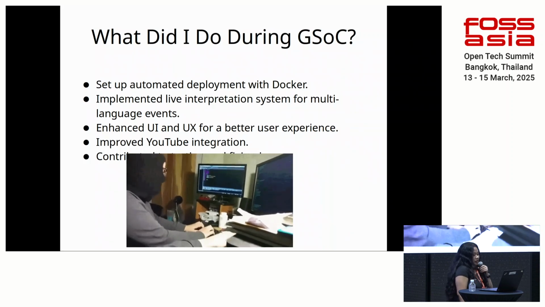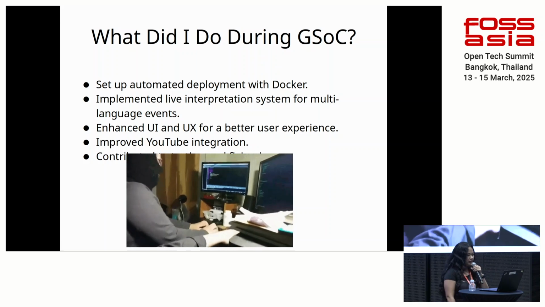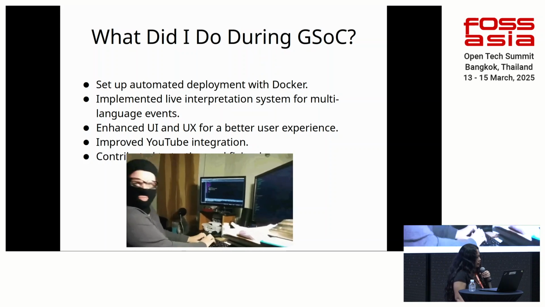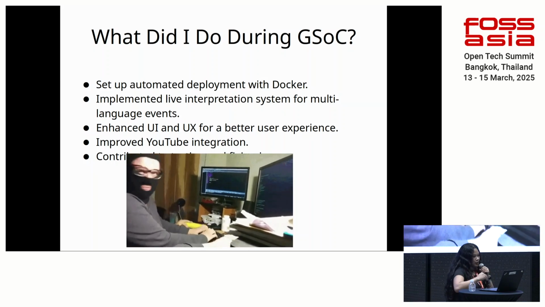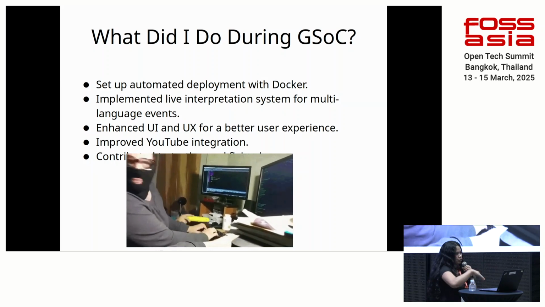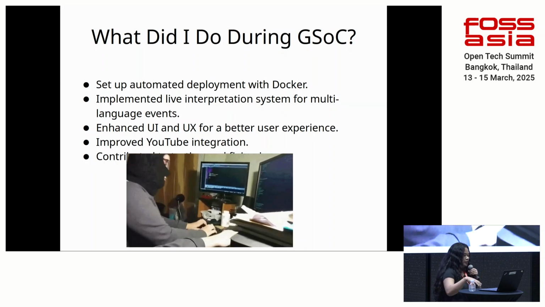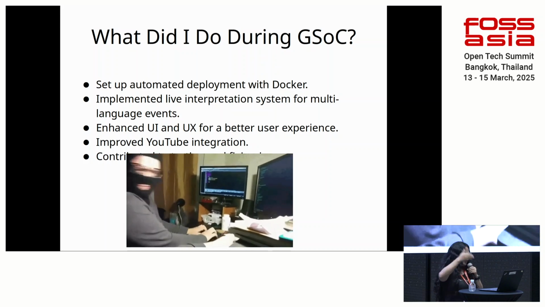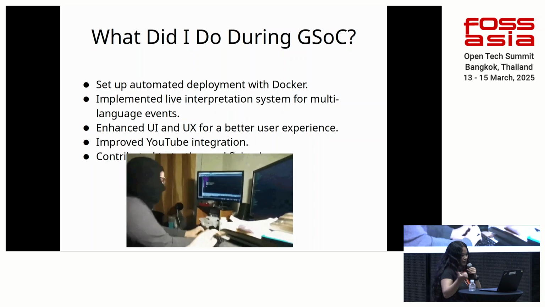So what did I do during GSoC? I set up automated deployment with Docker, and I also implemented a live interpretation system for multilingual events, which is the Eventyay video. Because using YouTube, you cannot put live interpretation. So we integrated this with YouTube, and then you can select the languages, and at the back, there are real interpreters talking in the different languages that you can select.